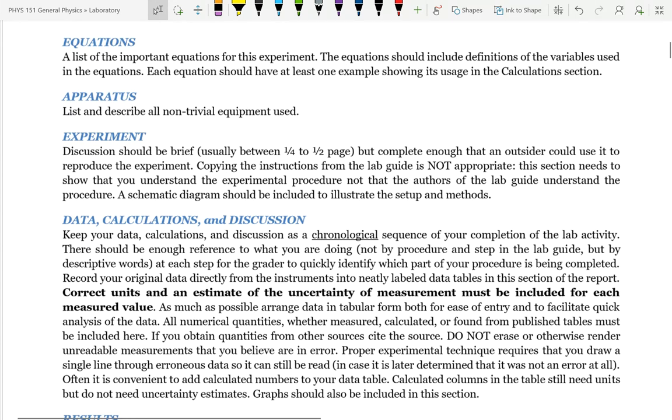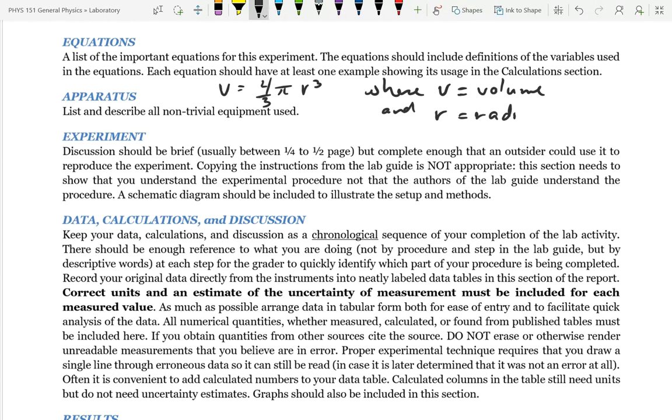Okay, next, equations. Every equation that you're going to use should be listed in the equations section along with definitions of the variables. So for instance, an equation that we have for today's experiment is volume is equal to 4/3 pi times radius cubed. You might put it in there with diameter instead of radius, but then you'd say where V equals volume and R equals radius. Right, so every equation needs to be written like that.